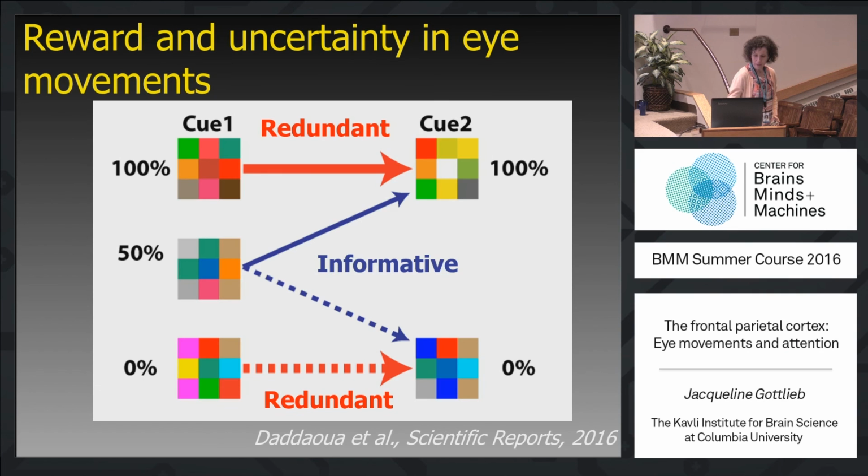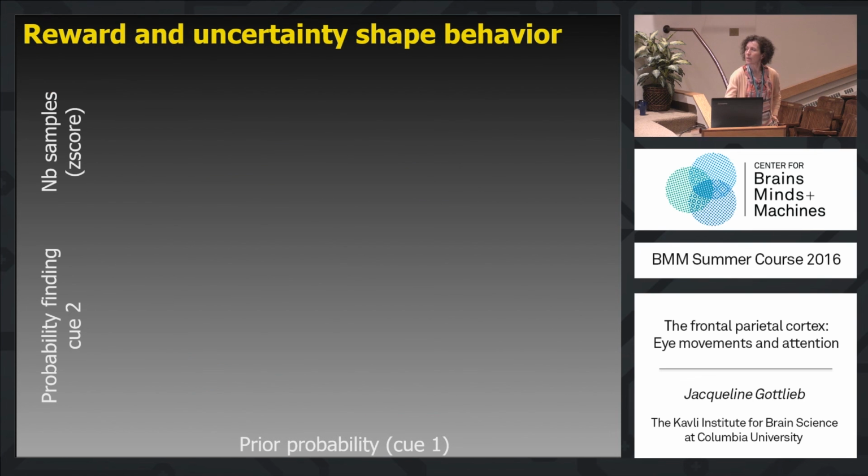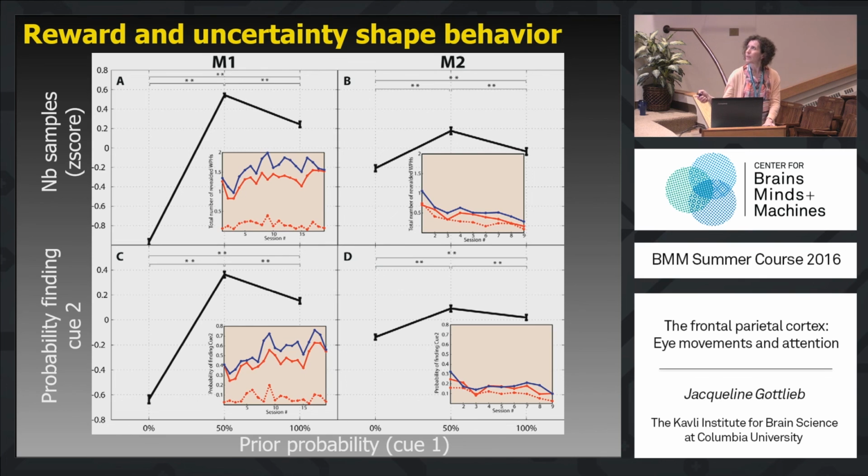So here's what they did. Let me show you the next slide. On the x-axis is the prior probability signaled by Q1. Then I'm going to show you the number of samples, the number of placeholders that the monkeys look at, and the probability of finding Q2. And we're going to see this for 2 monkeys, M1 and M2. Number of samples and probability of finding Q2 are highly correlated. But here is our inverted and skewed U-shaped function.